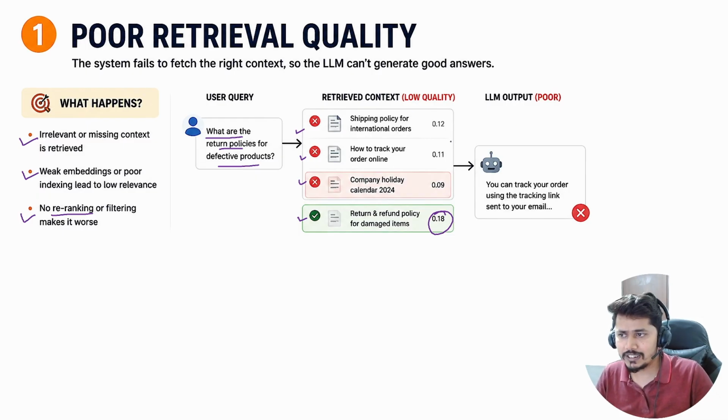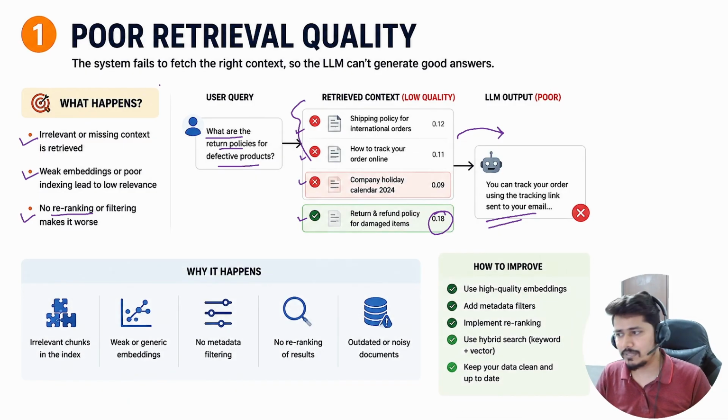Now you are passing these 4 retrieved contexts to the LLM. The LLM may give higher priority to the initial context, the initial results extracted from the vector store, which may lead the LLM to generate an incorrect response. That's how the LLM fails to generate the response. Let's understand why it happens. As we have seen, irrelevant chunks: whenever the retrieval is done, irrelevant chunks have been extracted. Weak or poor embedding, we have already seen that. No metadata filtering, if you are not adding filtering.